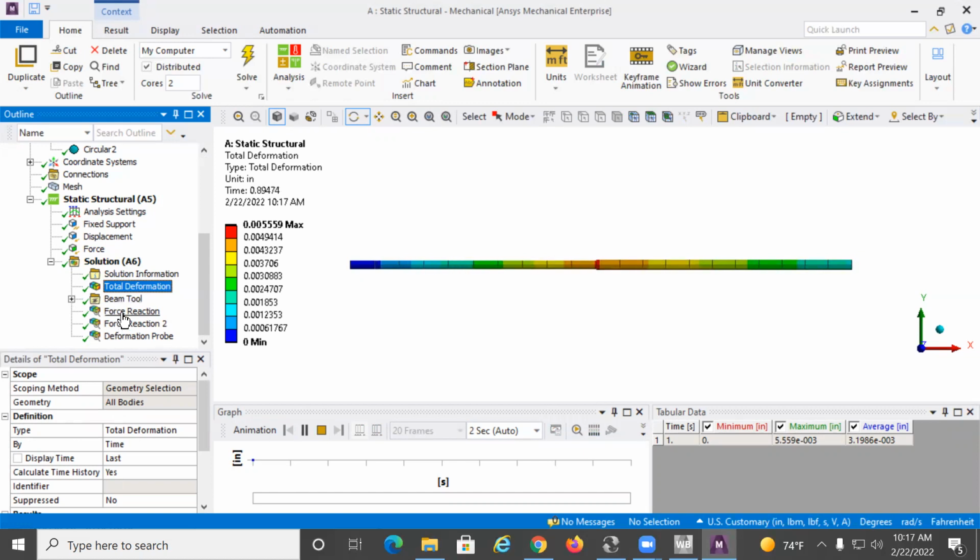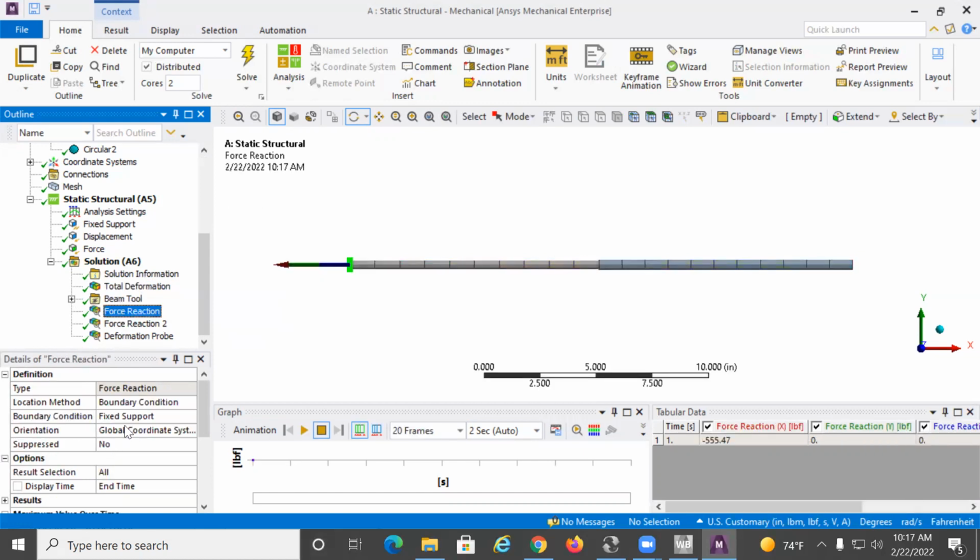Now I can look at the force reaction, which we found earlier to be 555. Let's look at ANSYS. I'm getting 555.47. When we worked this by hand, we got 555.56, right? So you see, there is a small percent error, but it's very acceptable. Do we always expect a percent error?